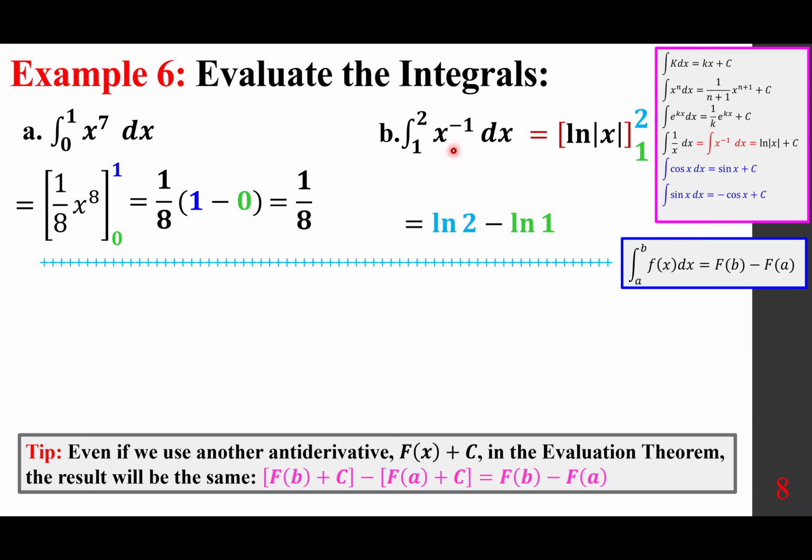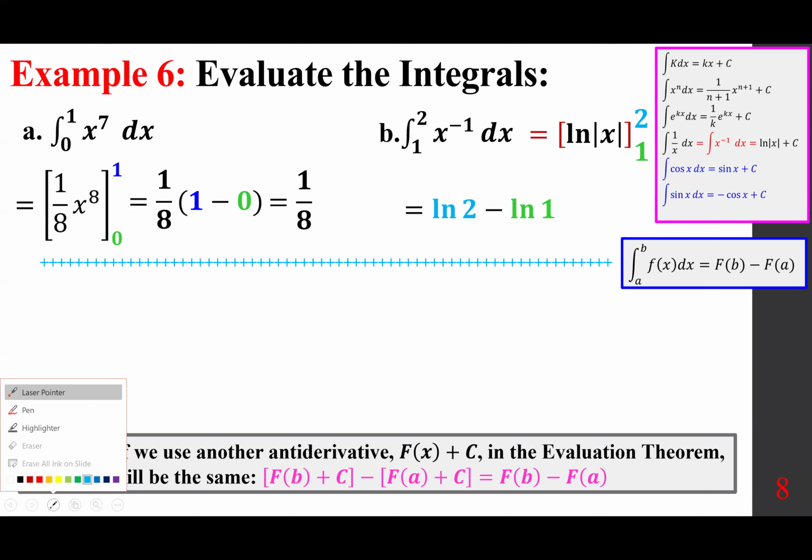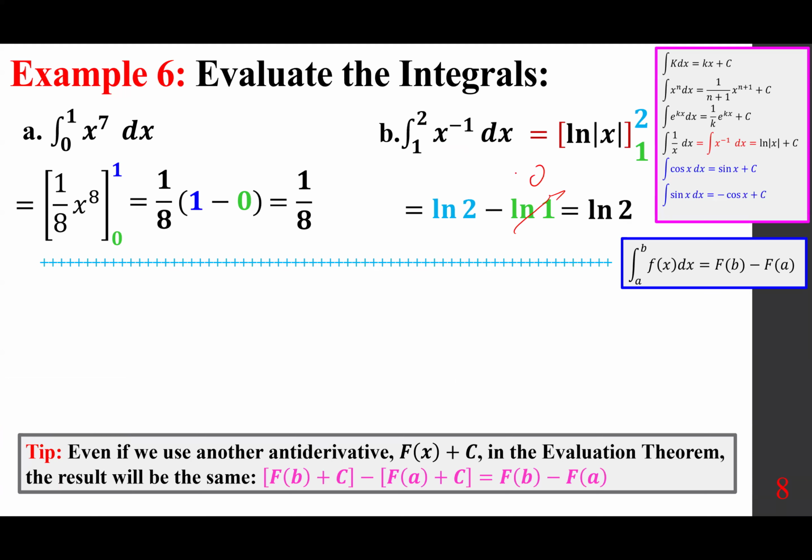Plug in. We should know ln 1 is 0, and ln 2 is the exact answer, and we're done.